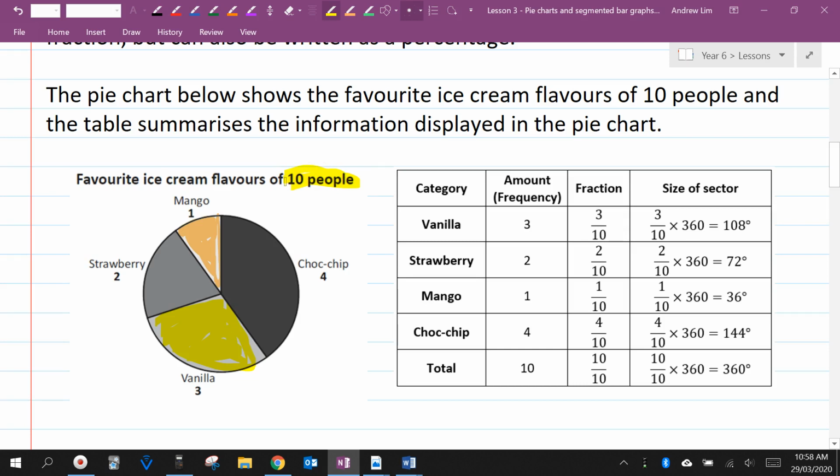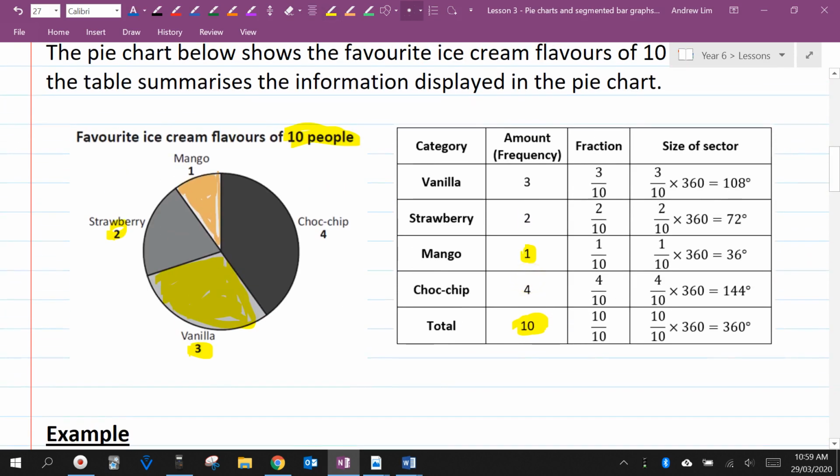So all we're going to do here is have a look and see how the information in the pie chart was transferred to the table. Here we can see 3 people liked vanilla, 2 people liked strawberry, etc. Because there was a total of 10, the fraction of people who like vanilla is 3 out of 10. For strawberry, it's 2 out of 10. Mango is 1 out of 10. And choc chip is 4 out of 10.